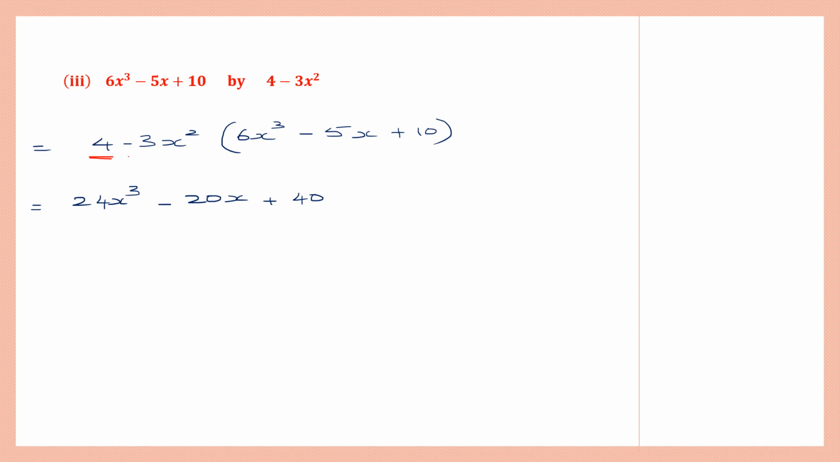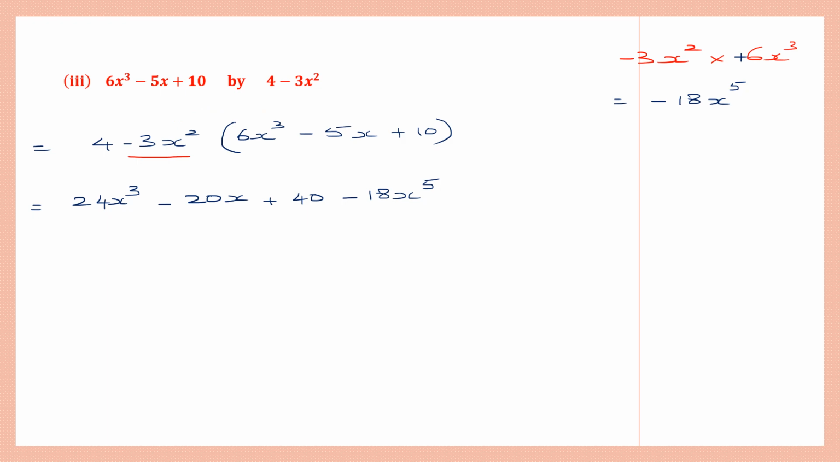Now let's take the second term, minus 3x square into the first term, that is 6x cubed. Let's do that here. Minus 3x square into 6x cubed. So minus into plus is minus. 3 6s are 18. X to the power of 2 into x to the power of 3 will be x to the power of 2 plus 3, which is 5. So here it's minus 18 x to the power of 5.